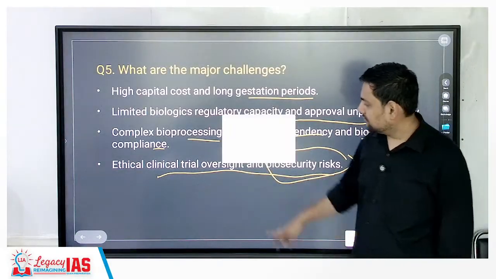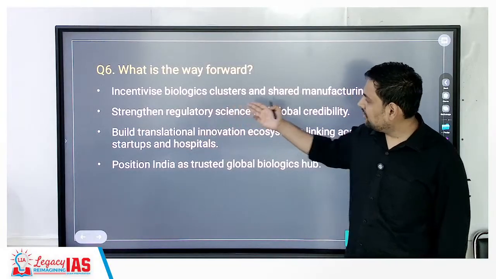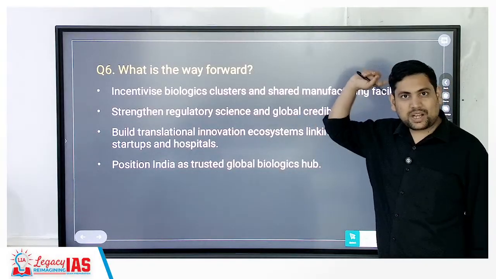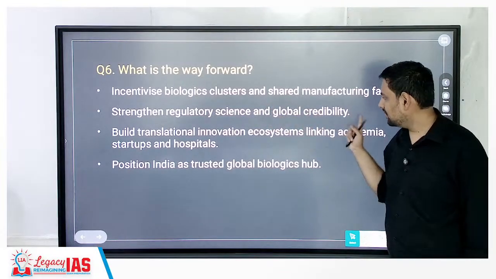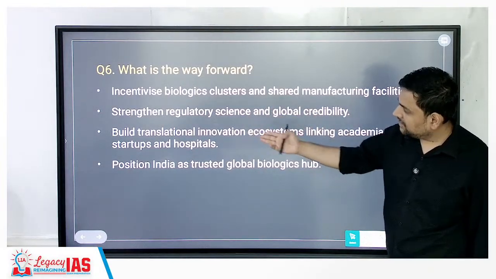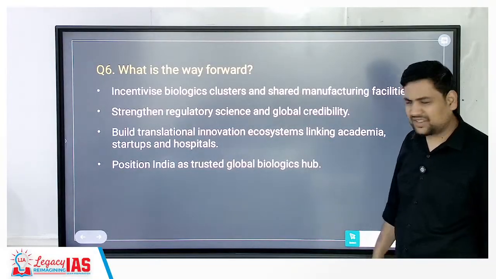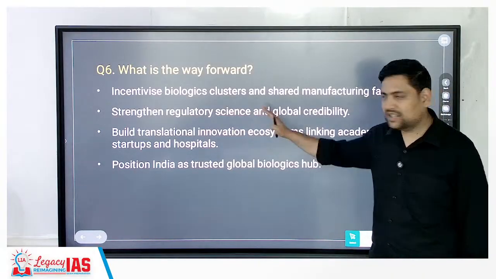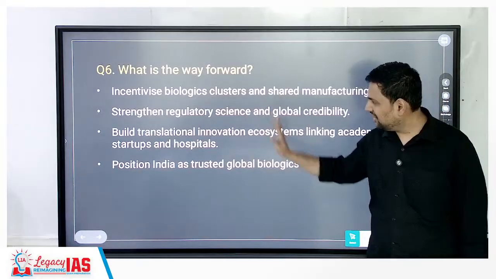Okay, now, what is the way forward? So incentivize biologics clusters and shared manufacturing facilities. Again, same cluster, chemical parks, rings a bell. Then strengthen regulatory science and global credibility. Then build translational innovation ecosystems, linking academia, startups, hospitals, very basic. Then position India as a trusted global biologics hub. So very generic. I have taken this directly from the document that they released. It is always very generic.